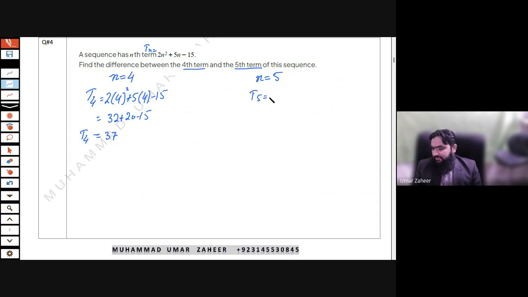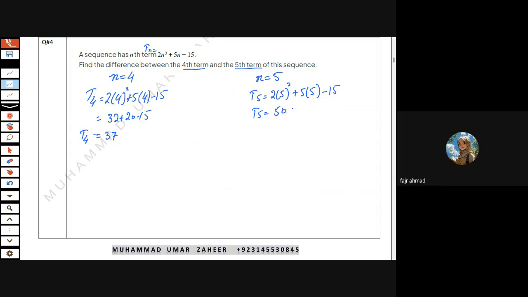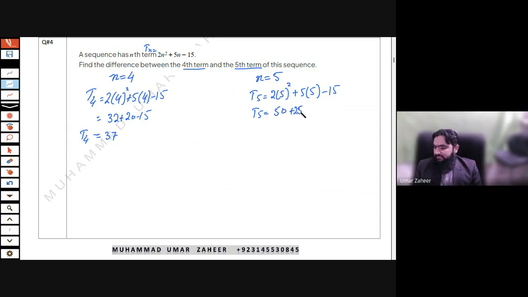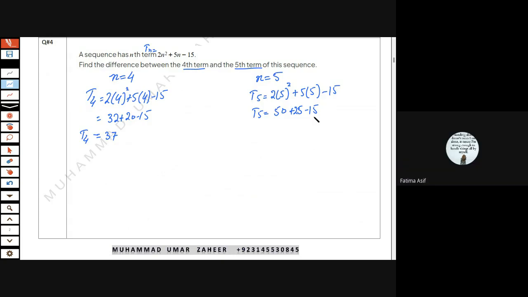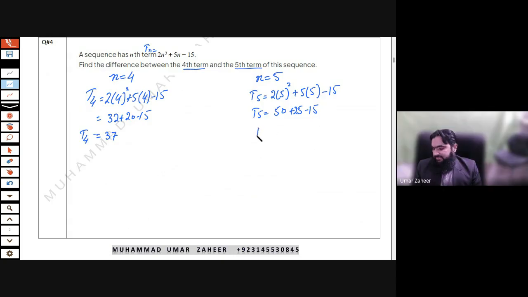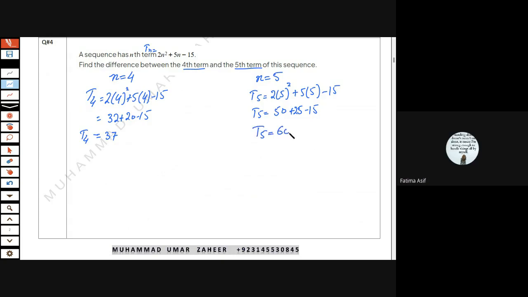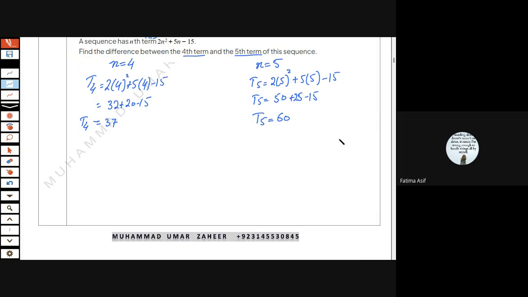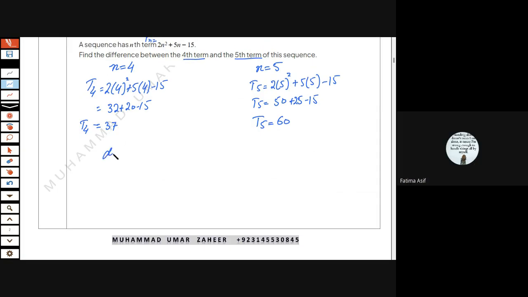So T5 is equal to 2 into 5 square plus 5 into 5 minus 15. 5 square will be 25. 25 multiplied by 2 will be 50, plus 25 minus 15. So 25 minus 15 is 10. 50 plus 10, that is 60. And then 60 minus 37 because we have to find the difference.